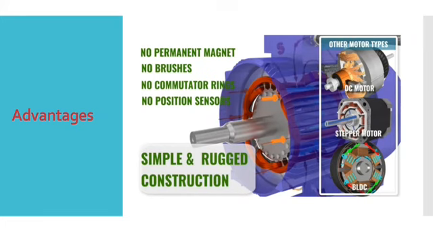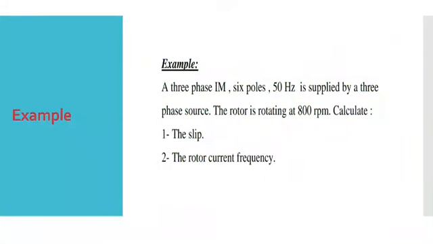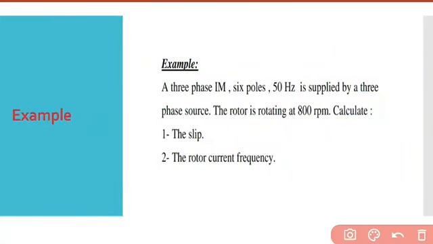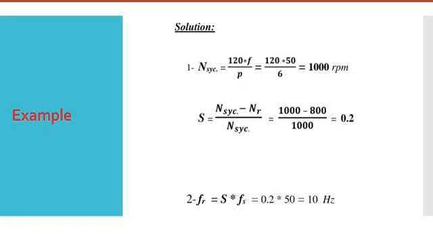Okay, and finally we will see one example regarding the induction motor. The example asks: a three-phase induction motor having 6 poles and 50 hertz is supplied by a three-phase source. The rotor is rotating at 800 rpm, and we have to calculate the slip and the rotor frequency. To calculate the slip and the rotor current frequency, we have two equations. I have already provided the solution of this example as well.